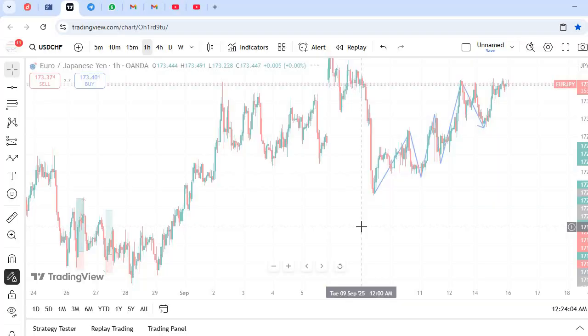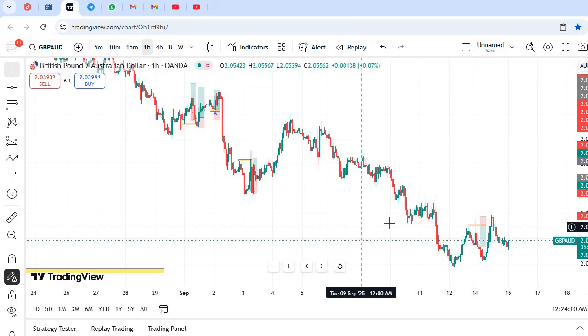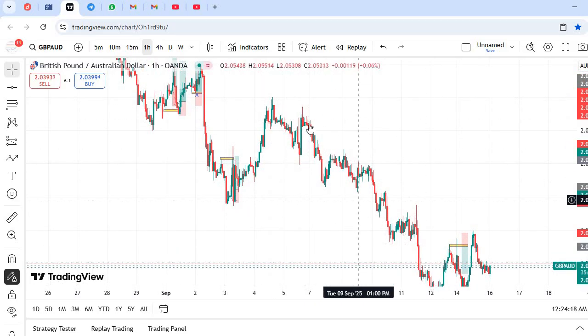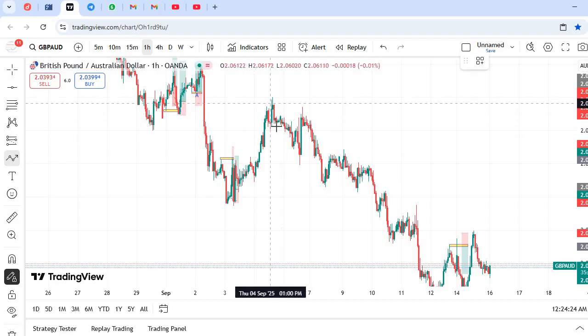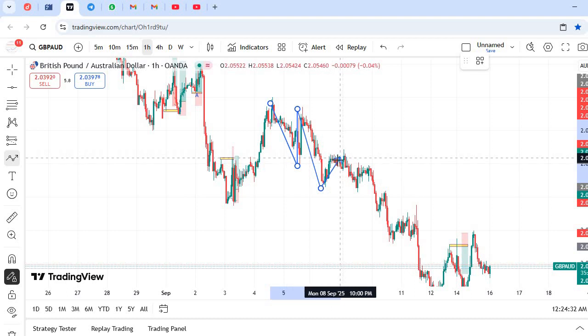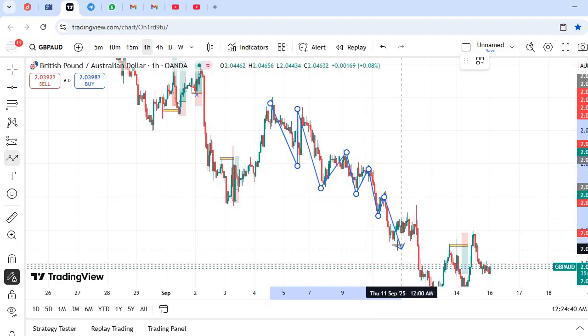Let me look for a neutral. For instance, now this is GBPAUD. Can you see? Now this is an example of a downward trend. This is the way the market looks. This is what you always see. Impulse, correction. Impulse, correction. Impulse, correction. Then impulse.